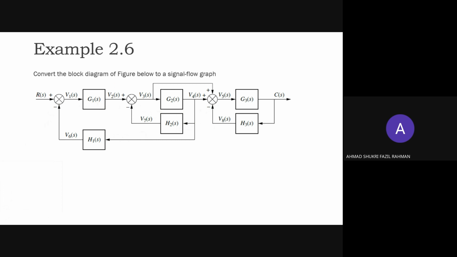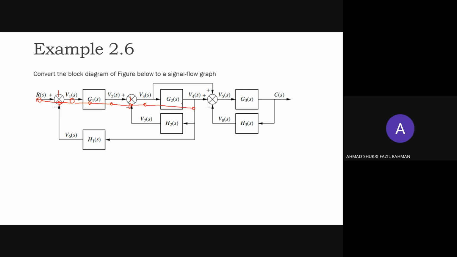Again, R1 we need to identify first. R1 we have one node, R1 to V1, so this should have the value of 1, and then G1 to V2, and then V2 to V3. The value here is actually 1.